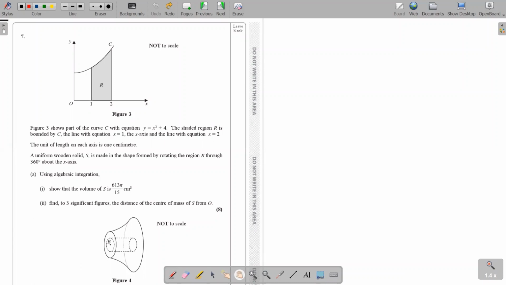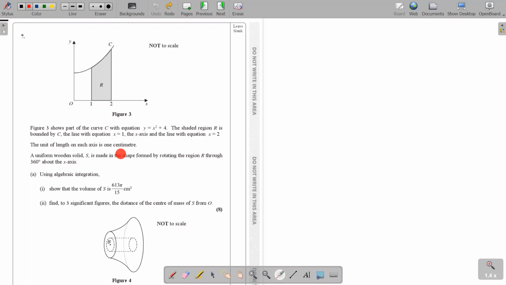Okay, so now let's move on to question number 7. They say figure 3 shows part of the curve C with the equation y equals x square plus 4. The shaded region R is bounded by C, the line with equation x equals 1, the x-axis, and the line with equation x equals 2. The unit of length on each axis is 1 centimeter. So they have told you the units are in centimeters.